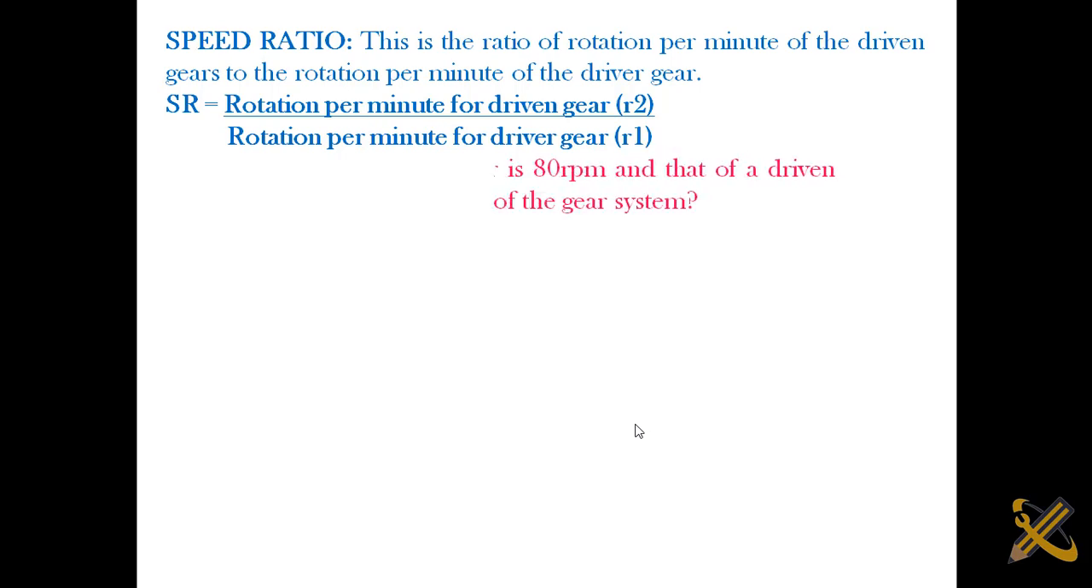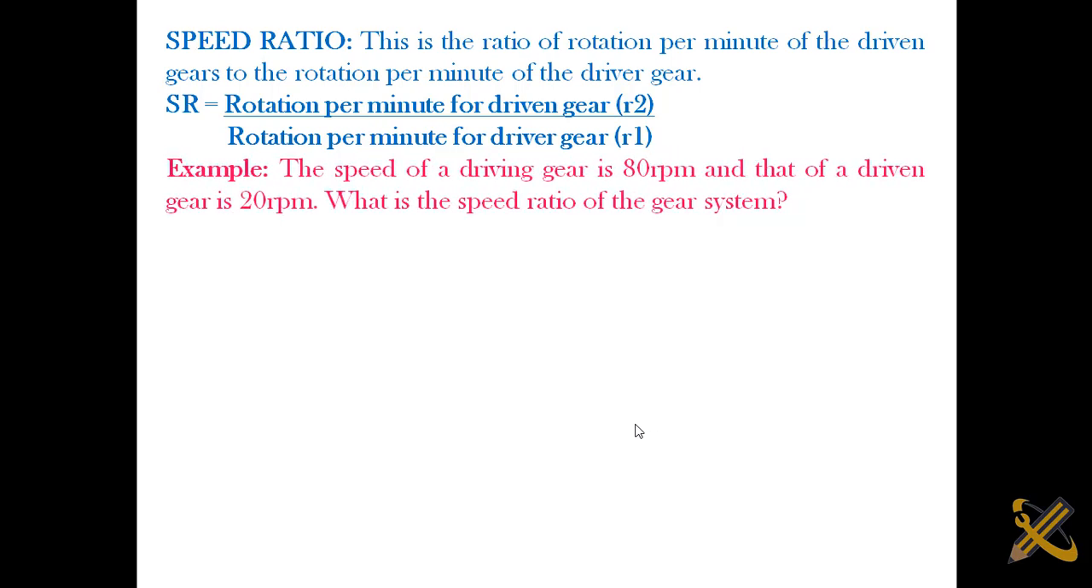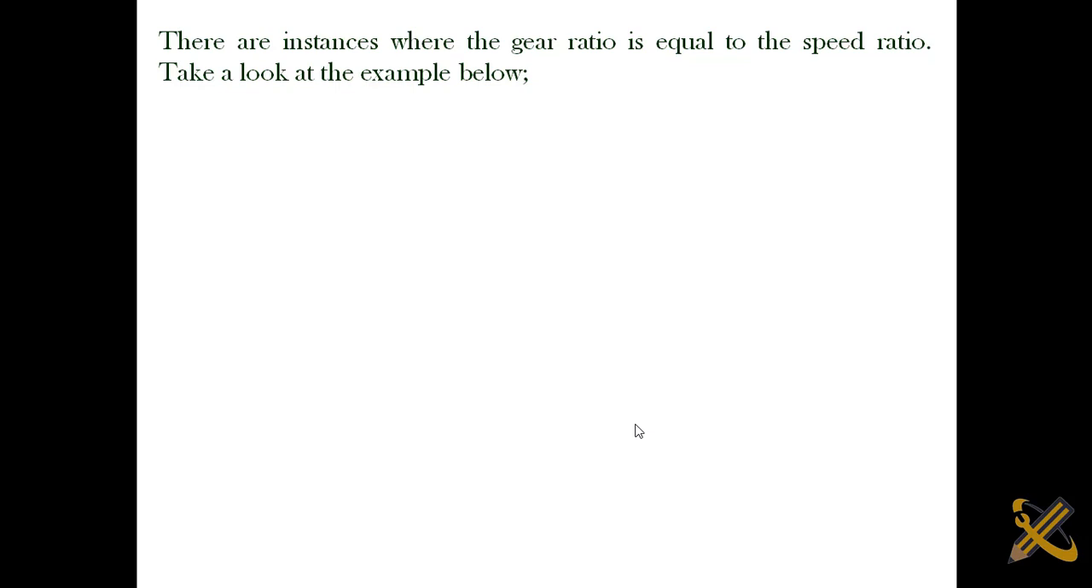We have a very good example here. The speed of a driving gear is 80 rpm and that of a driven gear is 20 rpm. What is the speed ratio of the gear system? As our formula says, driven gear over driver gear when it comes to speed ratio. And we have the answer here: that is 1:4.